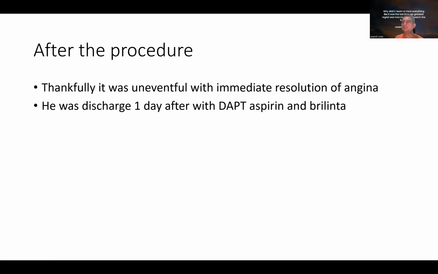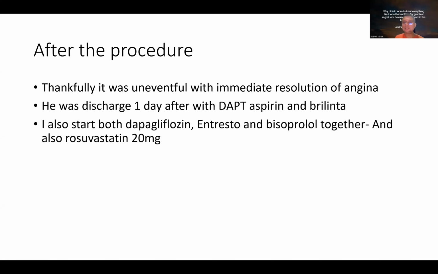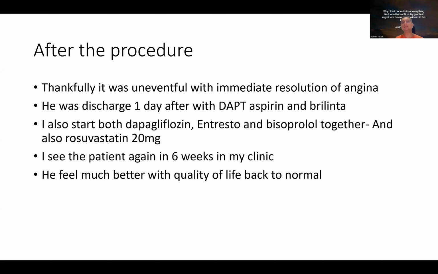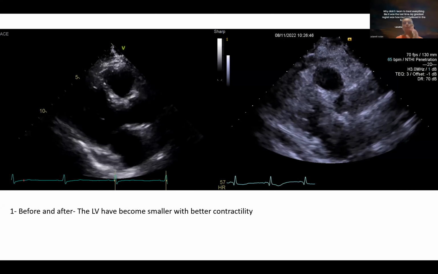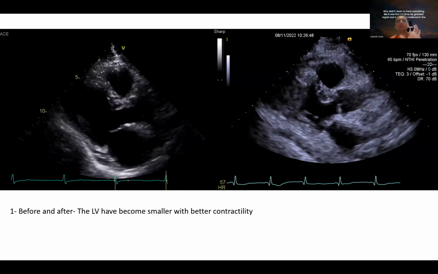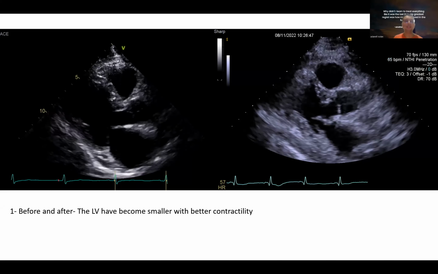Discharged 1 day after with aspirin and Brilinta. Started on heart failure medication. I usually, when I start HFmrEF, try to start at least 3 drugs if the patient's BP permits. I saw the patient 6 weeks later in my clinic. He feels much better with quality of life back to normal. And the following echo are his echo, right? I do side by side so that you know how to assess echocardiogram for someone with heart failure.